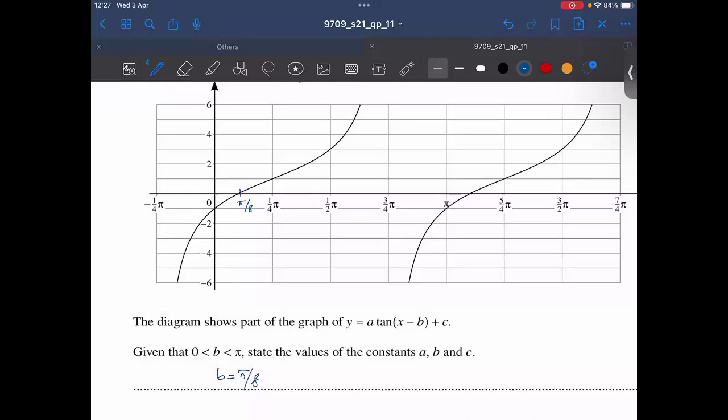Once you have got B, now you can write down the equation y equals A tan of x minus pi by 8 plus C. Okay. So we can now just substitute the values. All right. So if you substitute over here, this is what? This is 0.